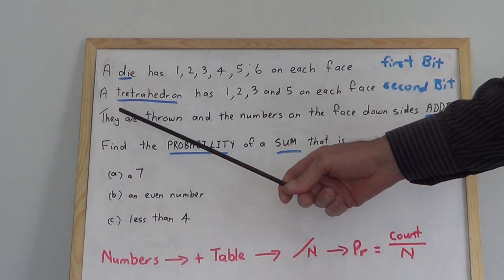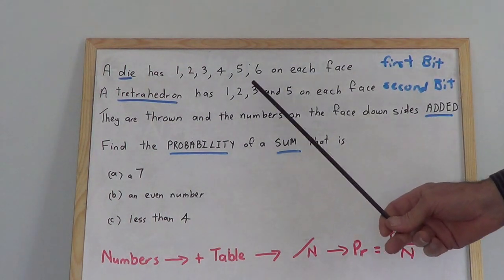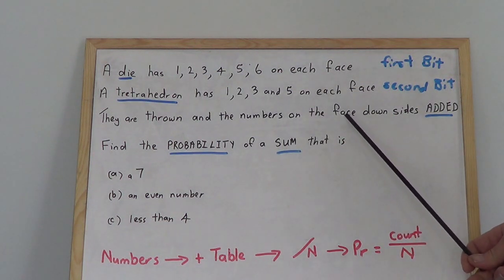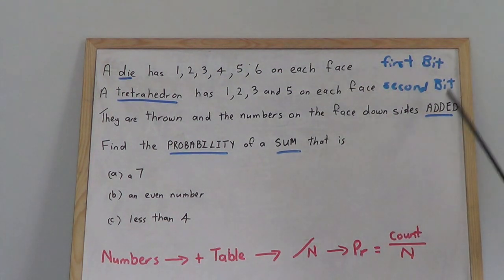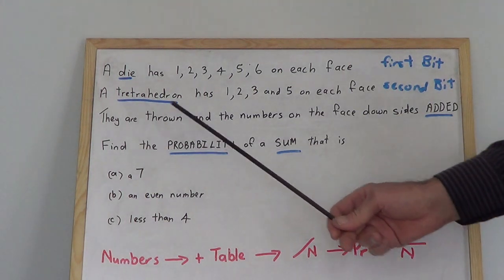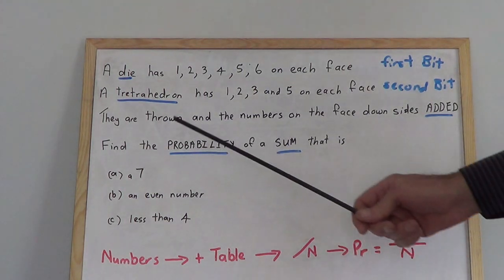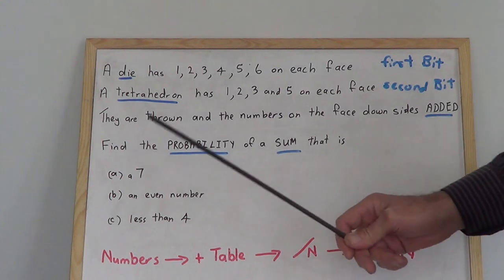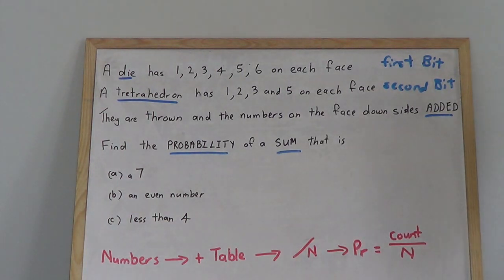Now these are thrown together and the numbers on the faces that are down are added. And you have to find the probability of a sum that is 7, an even number, and less than 4.